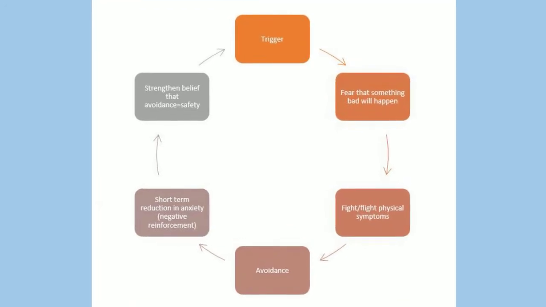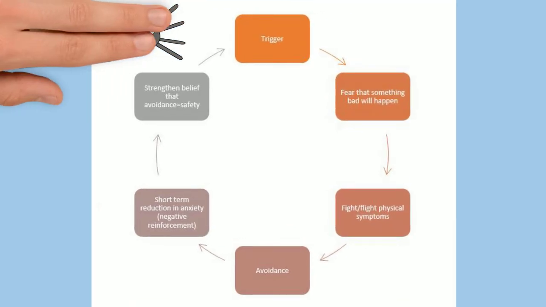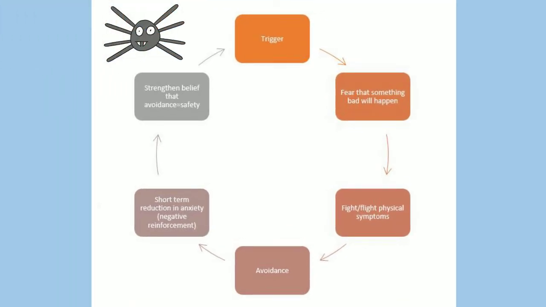Looking at this example, if we start at the top we have the trigger, which is the thing that the patient fears, in this case it's spiders. As a result of interacting with this trigger, the patient worries that something bad will happen.